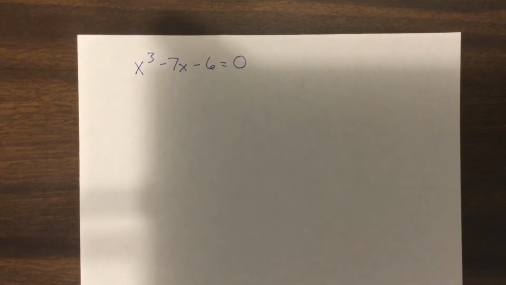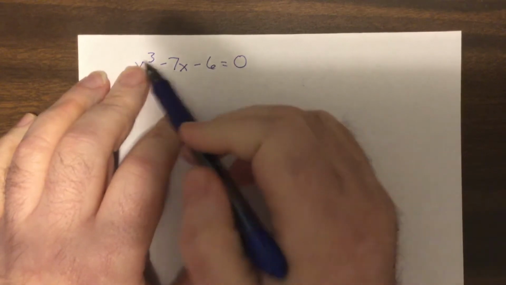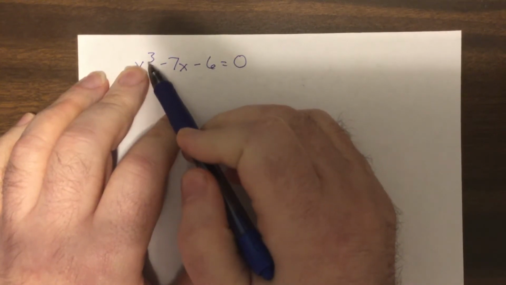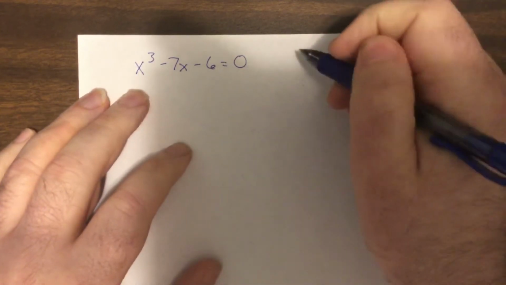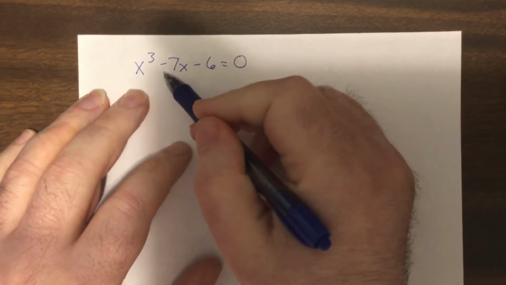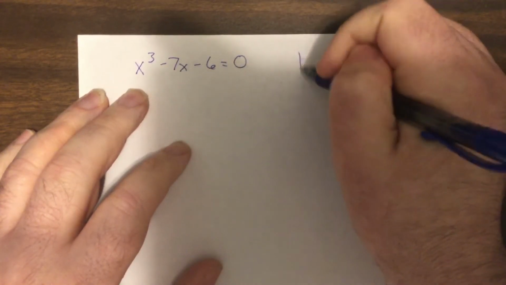Okay, let's use all our rules and actually solve some of these problems. So, x cubed minus 7x minus 6 equals 0. Notice I have a cube bigger than 2, so I have to find a way to break this down. First, we'll notice that signs are not all plus, so I can't use that.